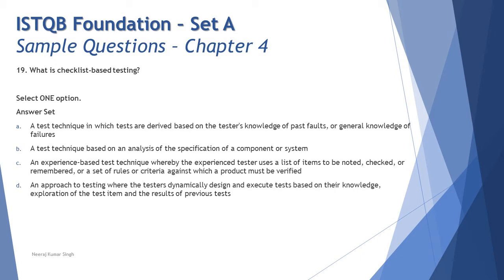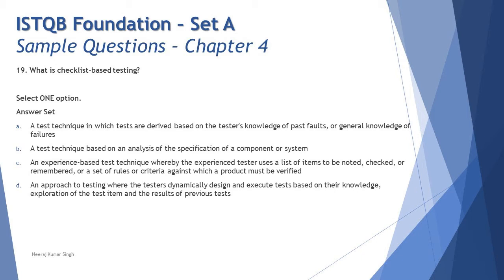The checklist which we used for static testing was again the same thing, but the questions were related to a work product or a static document. Whereas this checklist, when it comes to the test techniques, is related to dynamic testing and helps to answer the questions which are related to the product, not the work product. So the question here is giving you the definition in terms of options. Let's look at option A. It says the test technique in which the tests are derived based on the tester's knowledge of past faults or general knowledge of failures. B. A test technique based on an analysis of the specification of a component or the system.